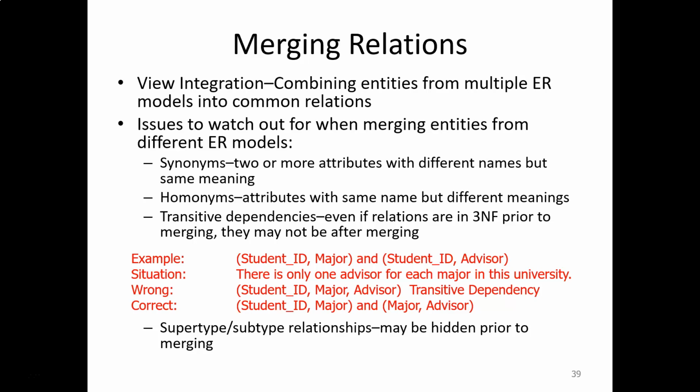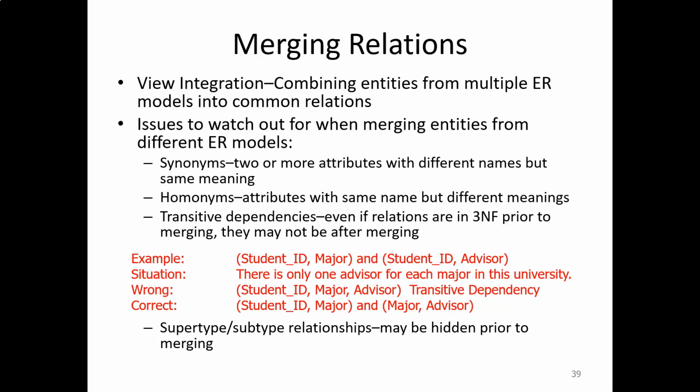The other situation is that you may have attributes with the same name, but actually different meaning. So you may see those fields are called address, but one actually is referring to the mailing address, the other is referring to the permanent address. So you need to recognize that and treat them as 2 separate attributes. And then there is also the transitive dependency issue here. This is rare, but it can happen.